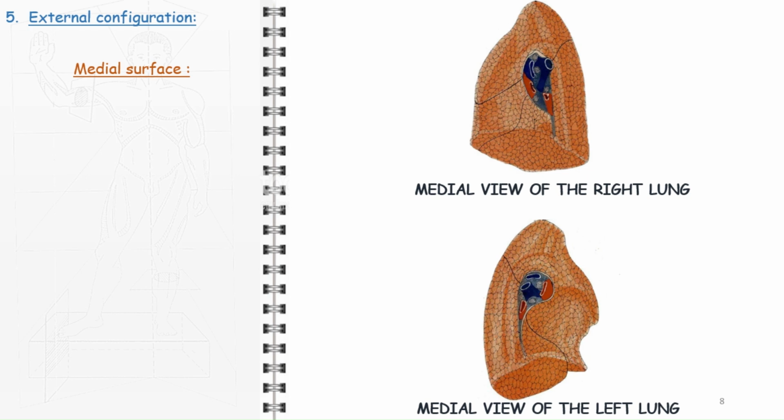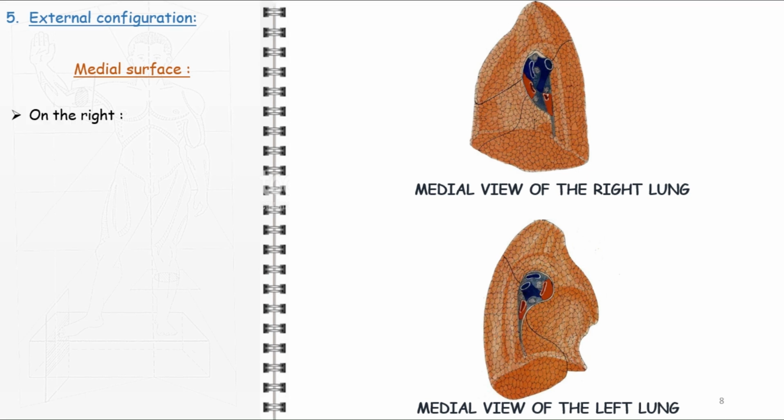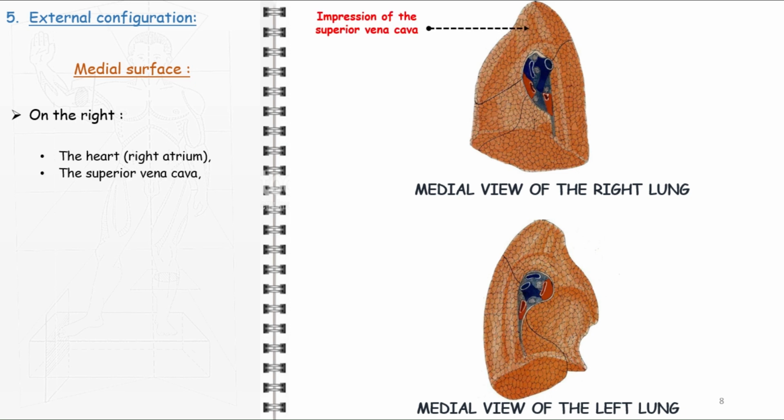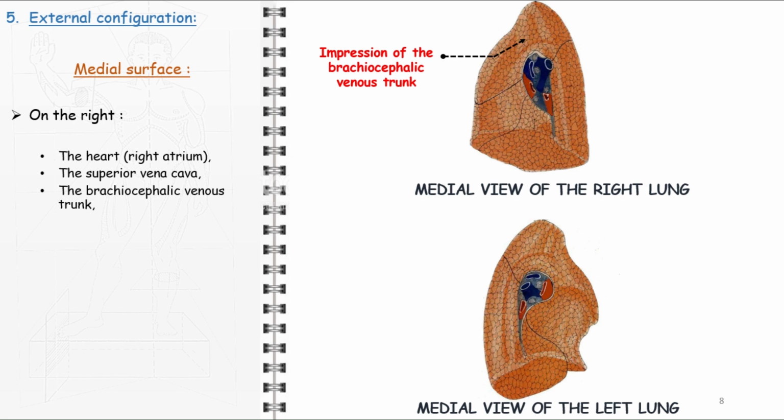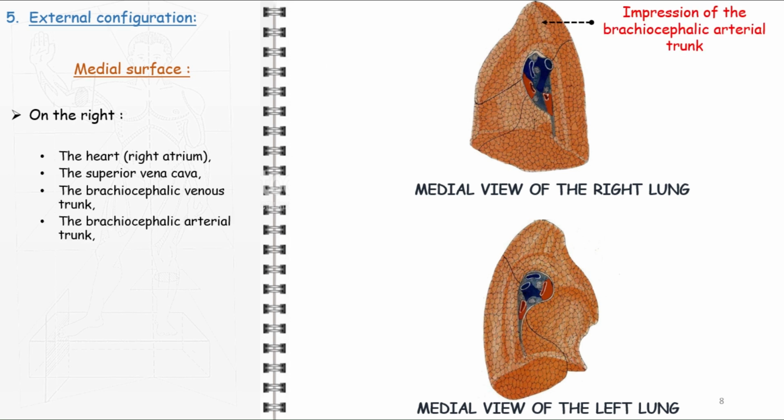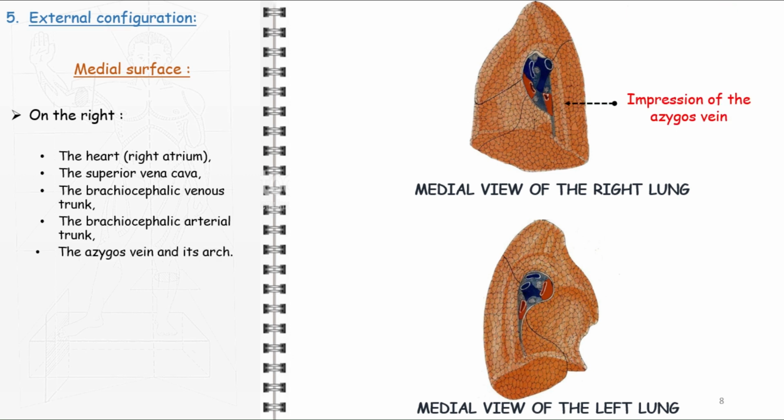The medial surface of the lung features a series of depressions corresponding to the imprint of the various mediastinal structures. On the right, the contours are marked by a deep depression caused by the heart's right atrium, vertical depressions formed by the superior vena cava, the brachiocephalic venous trunk, and the brachiocephalic arterial trunk, and a curved depression marked by the azygous vein and its arch.